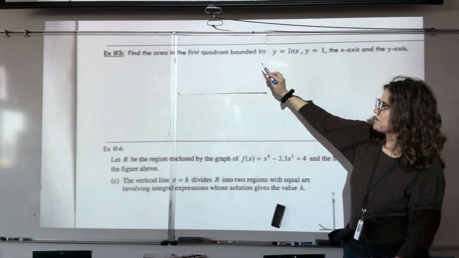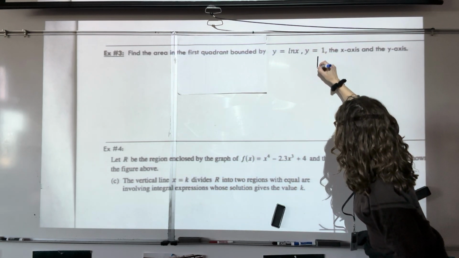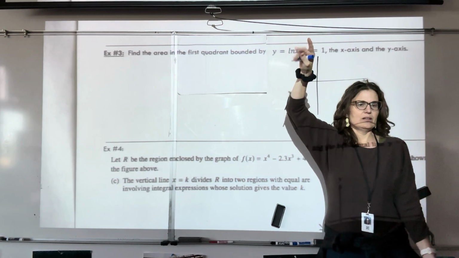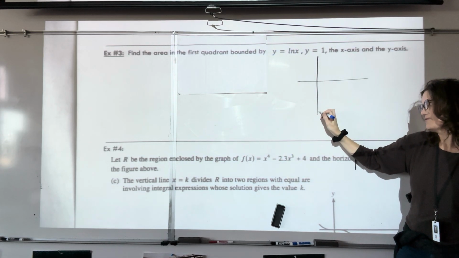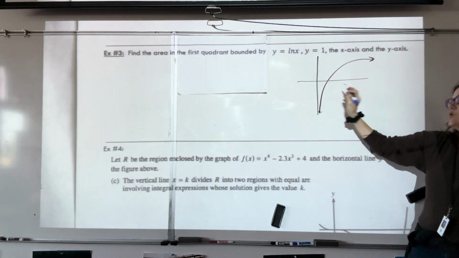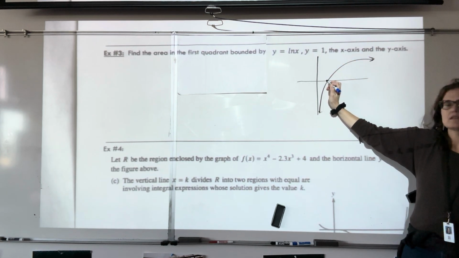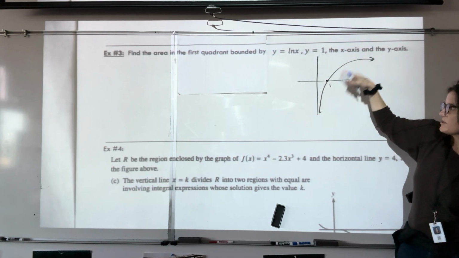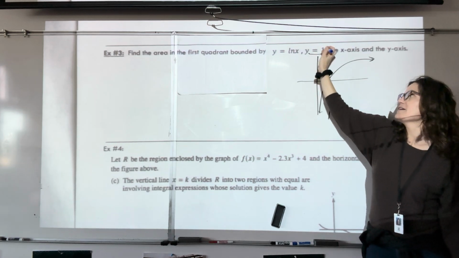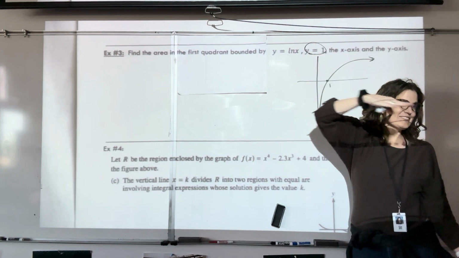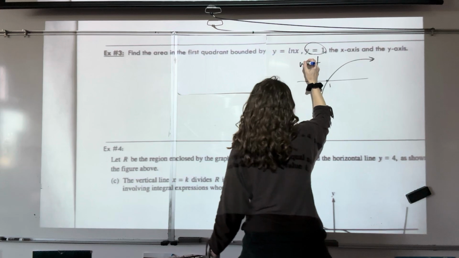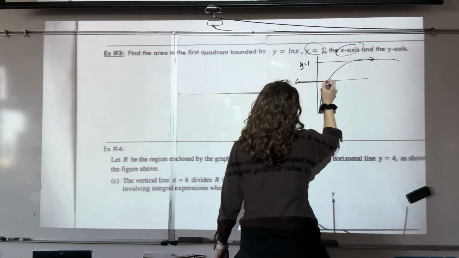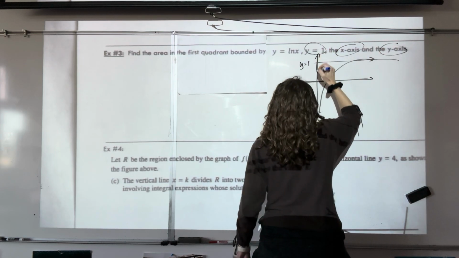So it did say in the first quadrant, bounded by y equals natural log of x. I saw a lot of y'all know e to the x was this one, right? Natural log is this one. It stays in the first and fourth quadrants over here. Where does it cross the x-axis? At 1, nice. 1 comma 0. So there's natural log. Y equals 1. What kind of line is y equals 1? Horizontal, nice. So y equals 1 is here. It says the x-axis, here's the x-axis, and here's the y-axis.